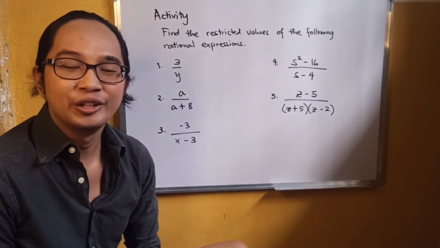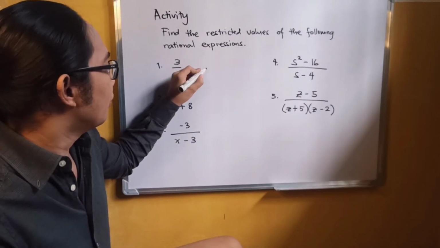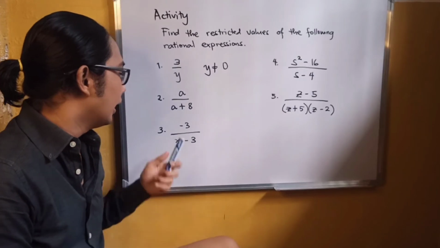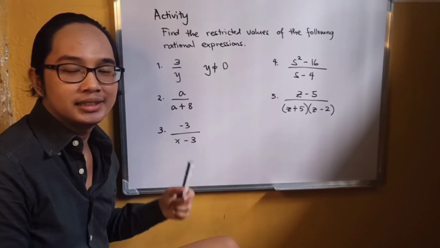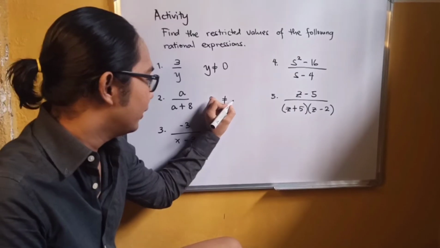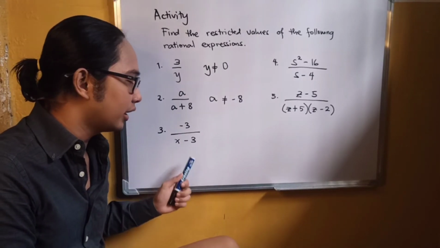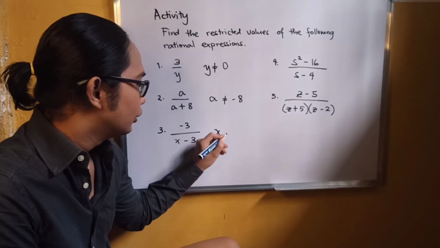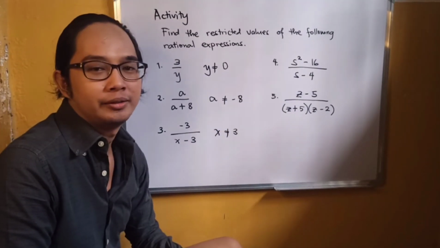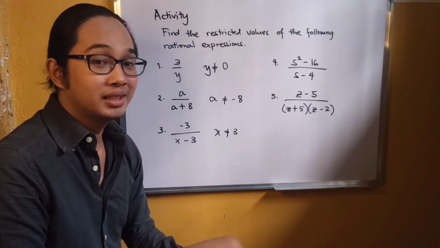Let's answer your activity. For number 1, 3 over y. The value of y should not be equal to 0. For number 2, 8 over a plus 8. A should not be equal to negative 8. Number 3, negative 3 over x minus 3. The value of x should not be equal to positive 3. For number 4, the value of s should not be equal to positive 4.